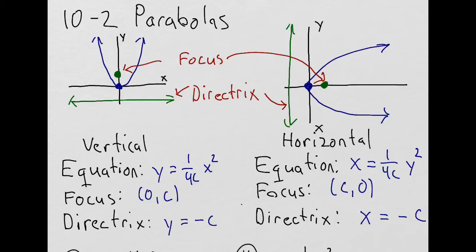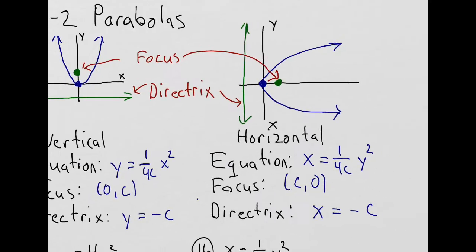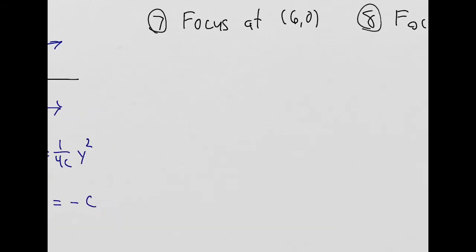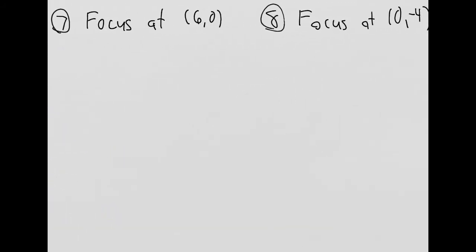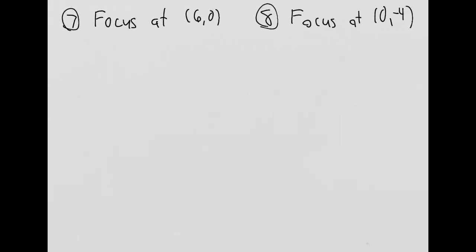So let's look at some problems so we can see how this works. These are some of the homework problems right here. Let's first look at 7 and 8. 7 and 8 ask you to write an equation of the parabola with the vertex at the origin and the given focus. Here we have a focus at (6, 0).